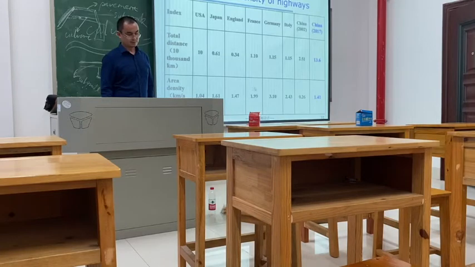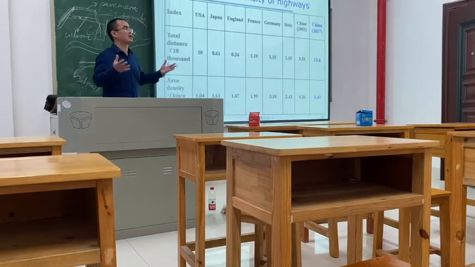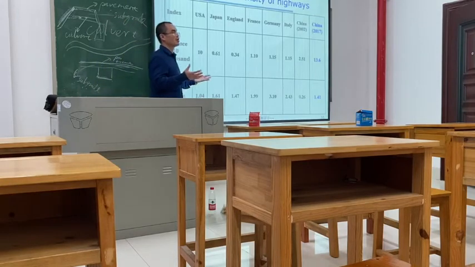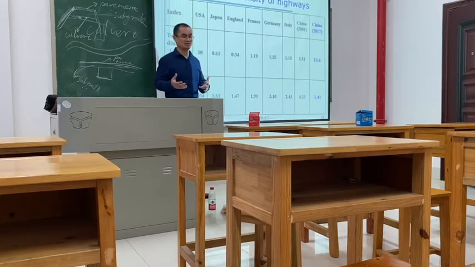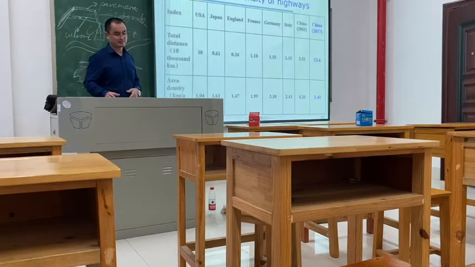Japan, France, Italy are different from China, smaller. And Russia? Russia is a very big country, so the area density is very small. It's smaller than China.